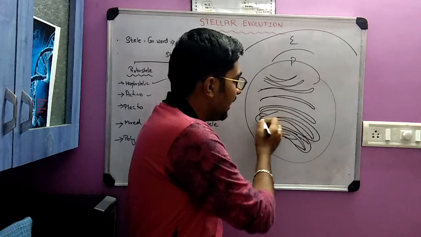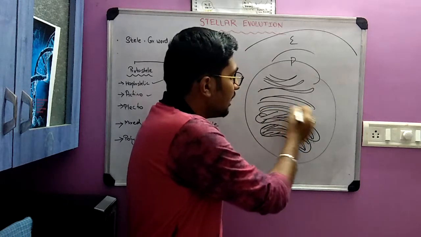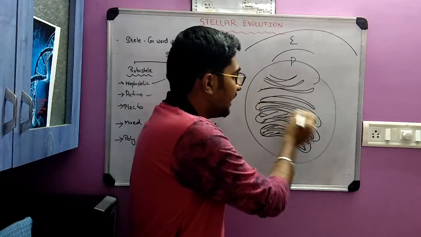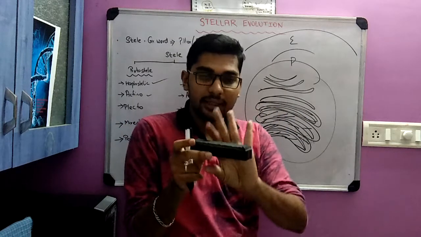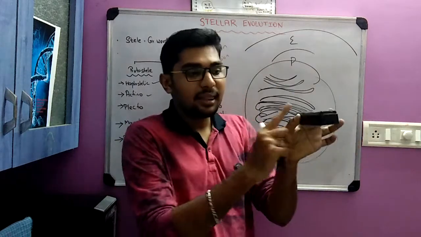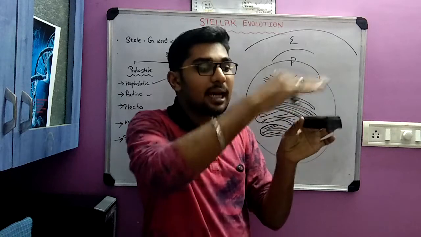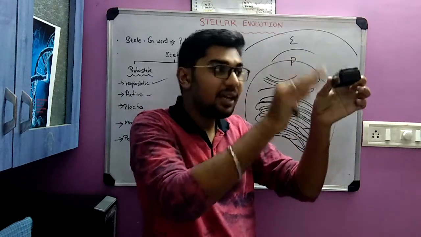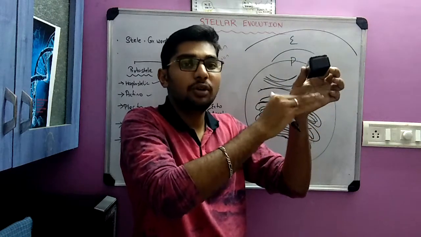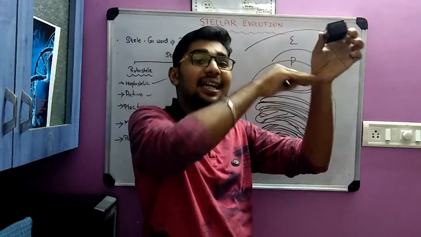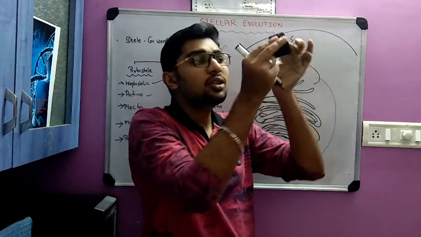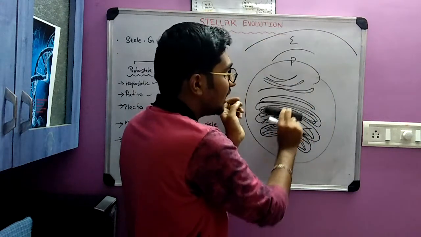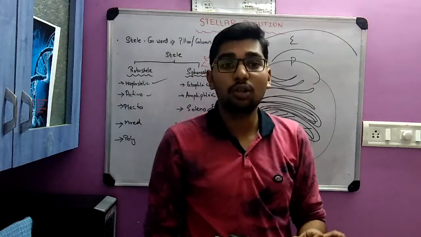Surrounding each plate you can find the phloem. In the center you can find the xylem. So, for example, this is a single plate and this is your xylem, surrounding which you will find phloem. Above which another plate will be there, surrounding that you will have phloem. Above which another plate will be there, surrounding that you will have phloem. So they are arranged plate-like, hence they are called plectostele.